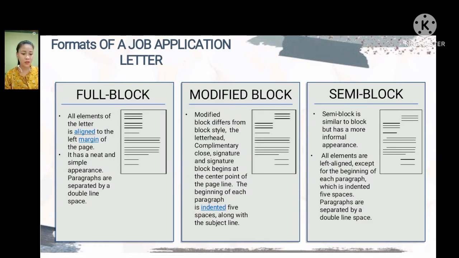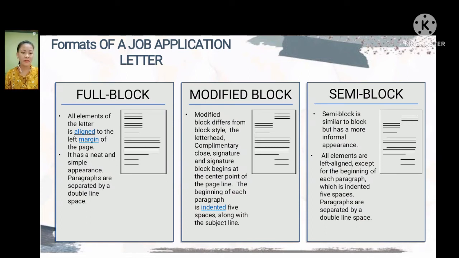And then next one, we have here the modified block. The difference between the modified block and the full block format is that in the modified block, take note that the letterhead, the dateline, the complementary close, signature, and signature block begin at the center right margin of the page, as you can see in the example.